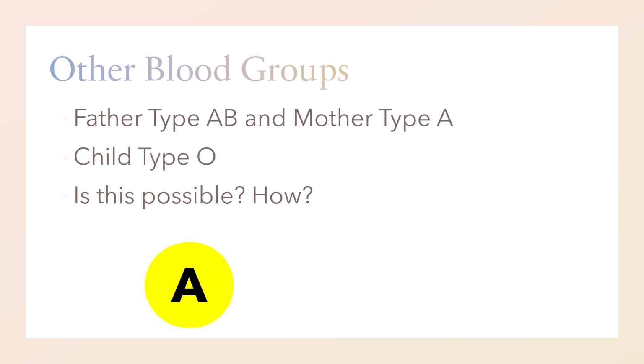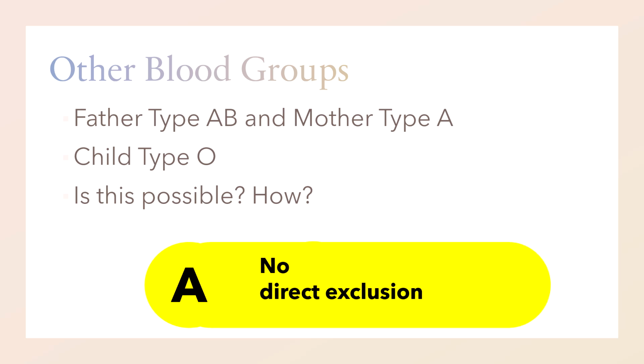The father is type AB and the mother is type A. The child is type O. Is this possible? How? No, this is a direct exclusion because the alleged father demonstrates 2 different markers in the same system and the child does not demonstrate either.